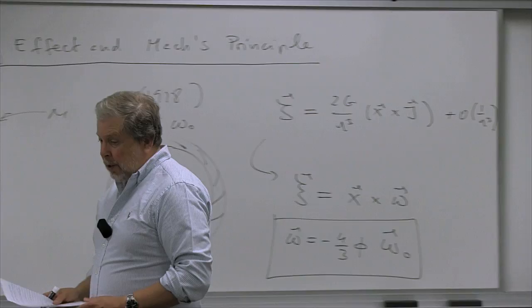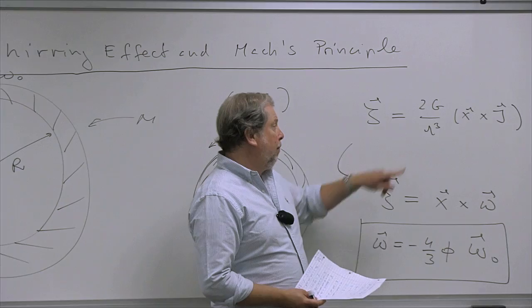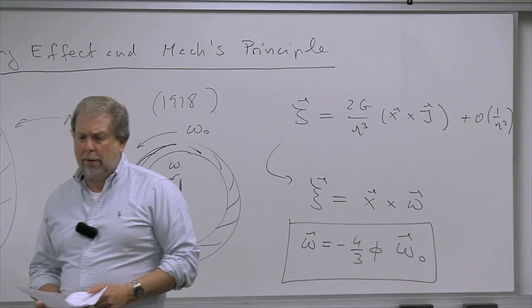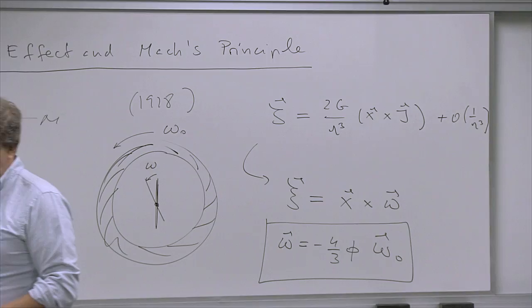And this formula, of course, is very similar to what you have in electromagnetism, right? When you look at the vector potential for a magnetic dipole, if you have exactly this, the J here plays the role of the magnetic dipole, and the xi plays the role of the vector potential. So the calculation is quite similar to what you would do in electromagnetism.